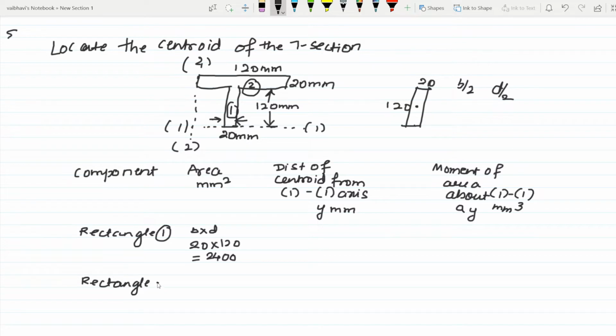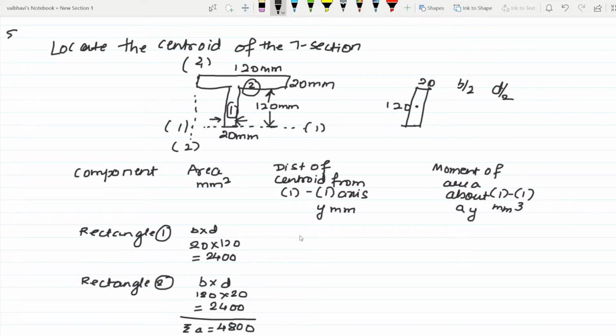Then for rectangle 2, that is the flange, what is the area? Again it is a rectangle, B into D. Its width is 120 and its thickness is 20. So again we get 2400 mm square. The total area of the T section will be the summation of A, that is 2400 plus 2400, which is 4800 mm square for the entire T section.